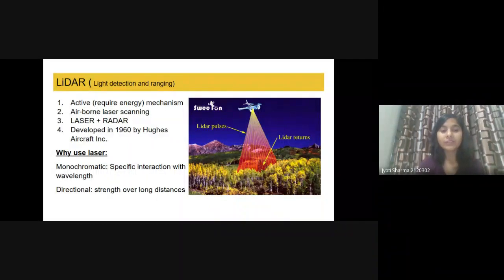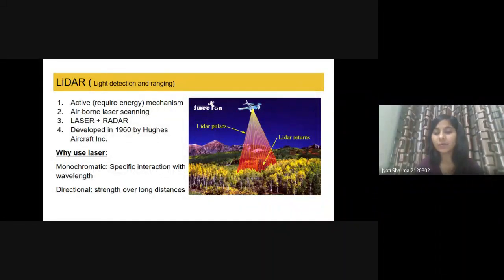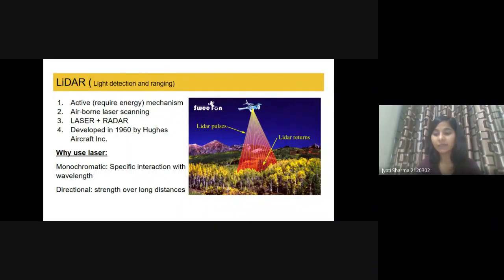So why are we using the laser? This has the specific interaction with the wavelength, and we can measure longer distances by it. And because it is active remote sensing, whether it is daytime, night time, or a cloudy condition, we can estimate the distance, and we can create the 3D topographical map with this radar pulse.